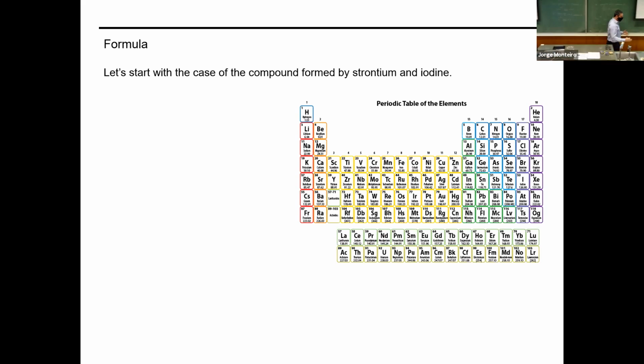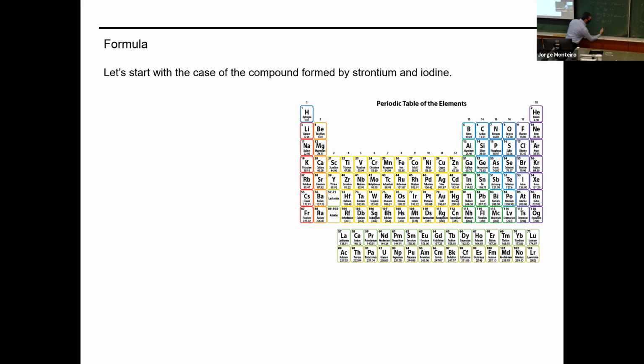Okay, so that's half of the problem. Now we have to figure out the formula of the compound that is formed. Always start with the positive part. So we have here strontium, 2 plus, followed by iodine, 1 minus. If each strontium needs to lose 2 electrons and each iodine can only gain 1 electron, how many iodines do we need for each atom of strontium? 2, right? We need 2.